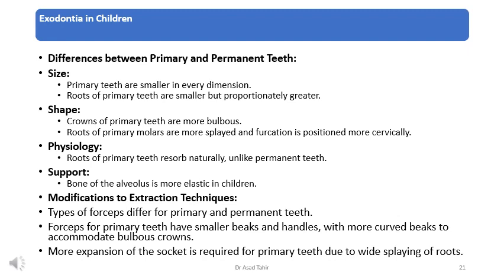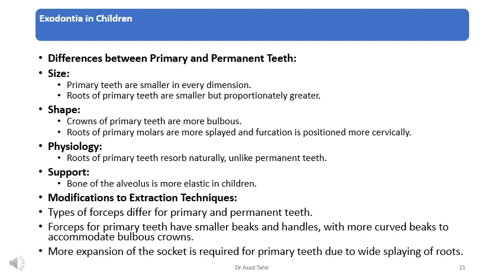Exodontia in children. Differences between primary and permanent teeth. Size. Primary teeth are smaller in every dimension. Roots of primary teeth are smaller but proportionately greater. Shape. Crowns of primary teeth are more bulbous. Roots of premolars are more splayed and furcation is positioned more cervically. Physiology. Roots of primary teeth resorb naturally, unlike permanent teeth. Support. Bone of the alveolus is more elastic in children.